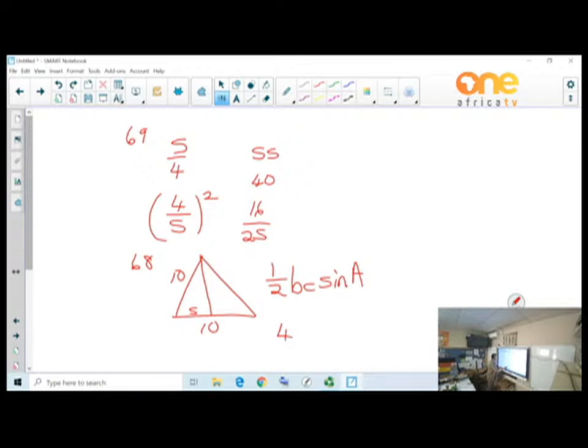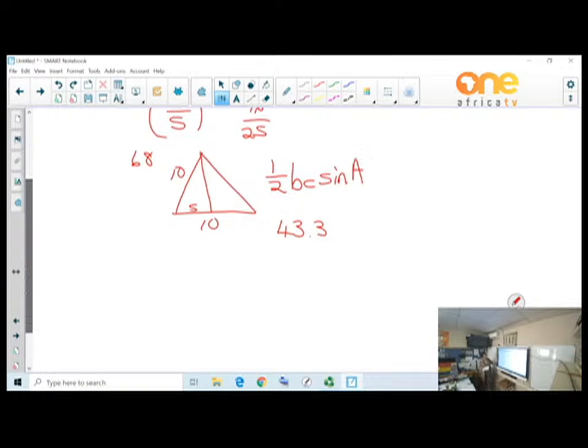43.3. You need to calculate the height first. So it's 10 squared minus 5 squared to get the height. And then it's half base times height. Or you work with half BC sine A. Again, lots of learners had this wrong, which is unnecessary.